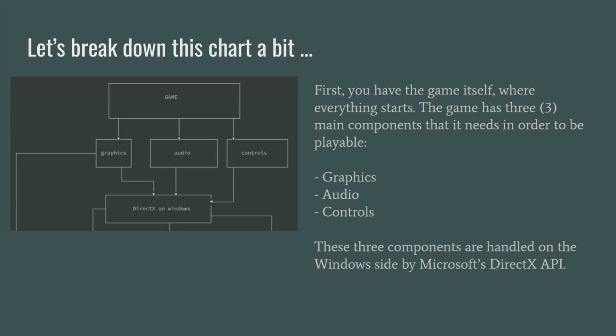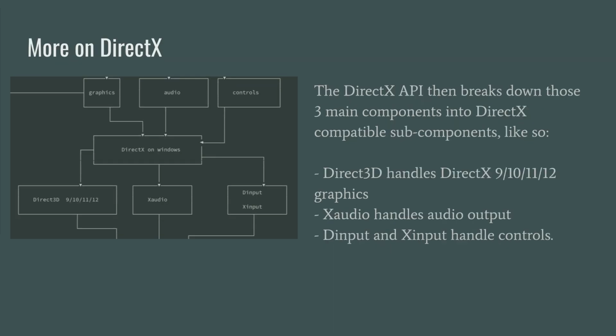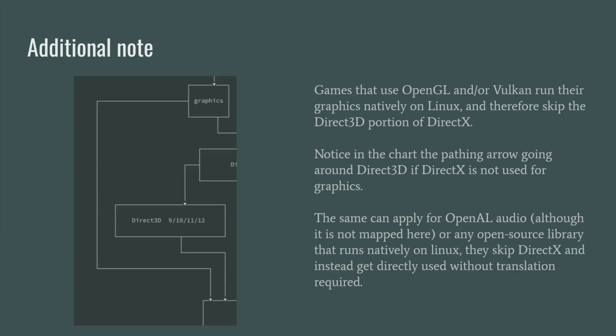So we're going to break down this chart a little bit with the first part. I just explained these. You've got those 3 components that I just told you about. More on DirectX. As I mentioned, the DirectX API breaks down these 3 main components into DirectX compatible subcomponents. You've got Direct3D, which handles DirectX 9, 10, 11, 12. XAudio handles audio. DInput and XInput handle the controller input.